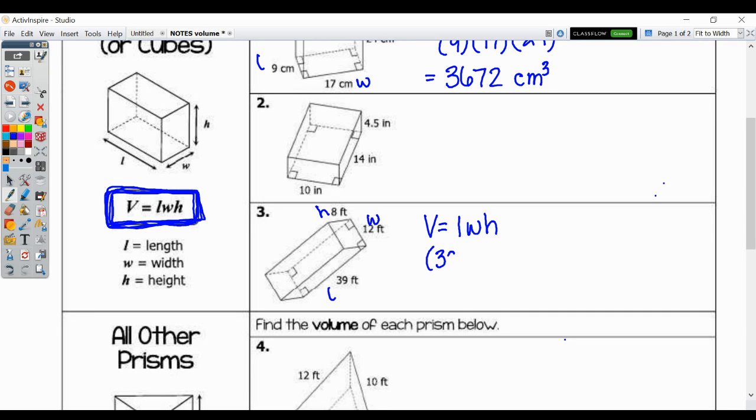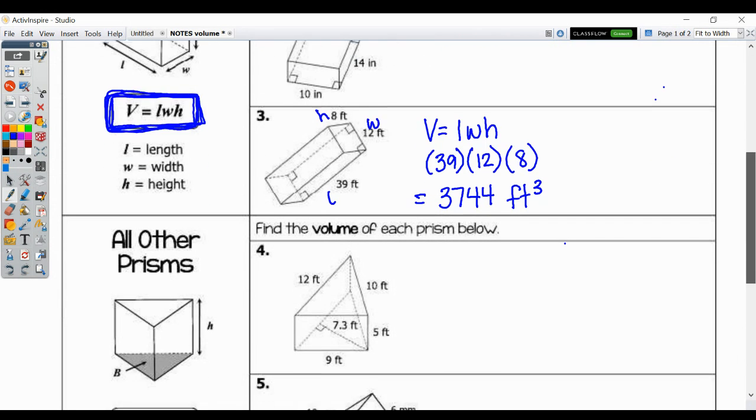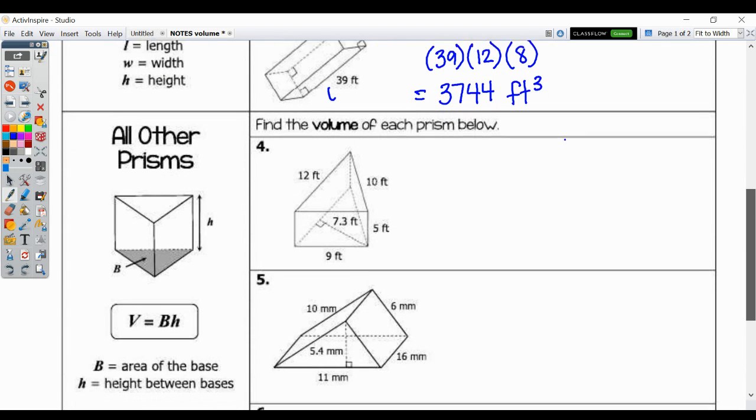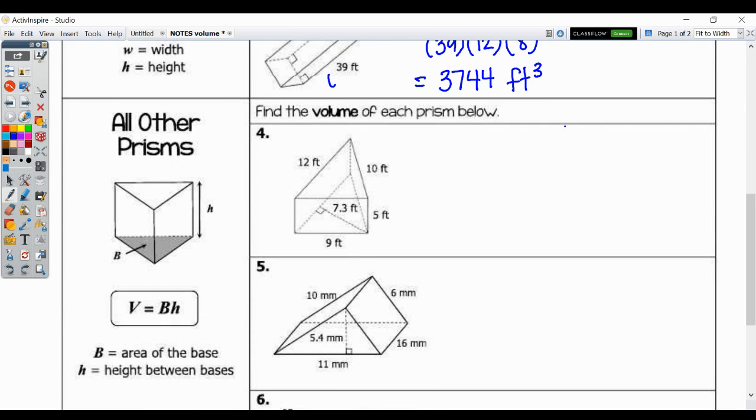My length is 39. My width is 12. And my height is 8. If I type in my calculator 39 times 12 times 8, I'll get 3,744 feet cubed. Since it's volume, I say feet cubed. Okay, so that should be pretty good for you guys. Let's move down to triangular prisms.